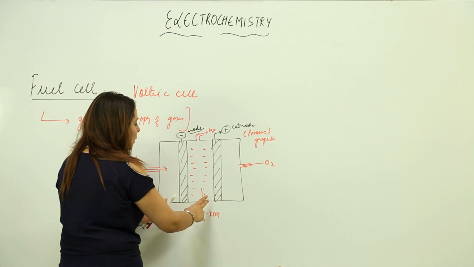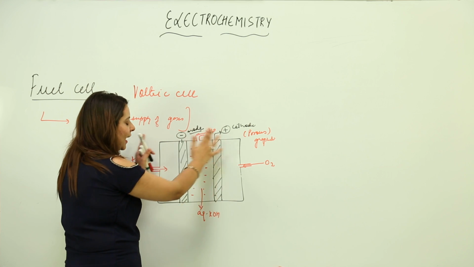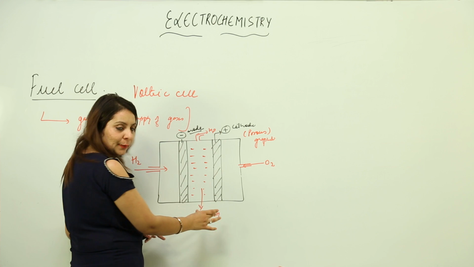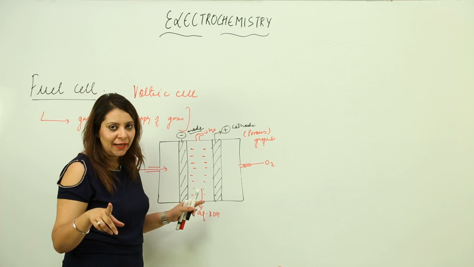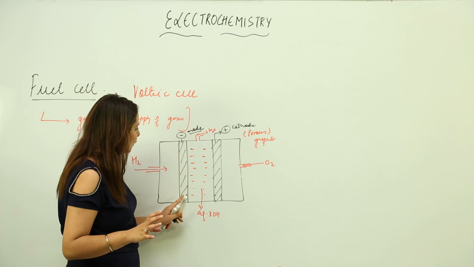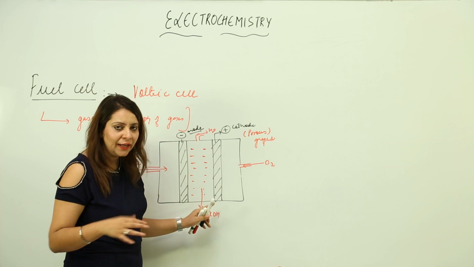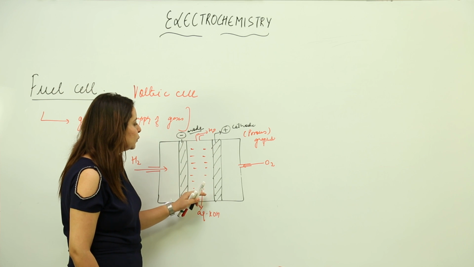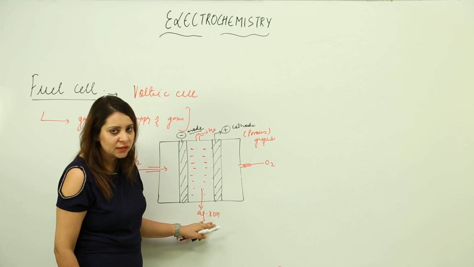So what kind of structure do we have? We have a container in which we have compartments. The compartments are made up of graphite and they are porous, and they are going to act as electrodes. This one is an anode and next to it is a cathode. Likewise, we have many electrodes. Between these electrodes, the space is filled with an electrolyte, that is aqueous KOH.